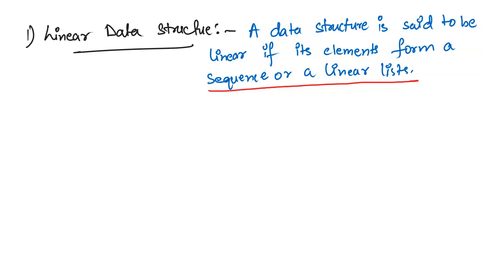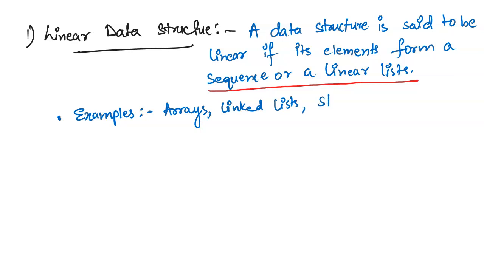For example, the example is necessary to write in the question. So examples are arrays, the linked list, the stacks, and the queues. So these are the examples for the linear data structure.